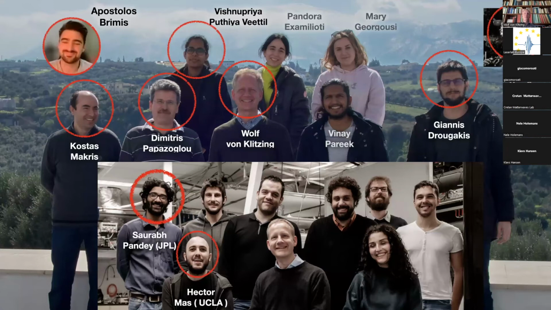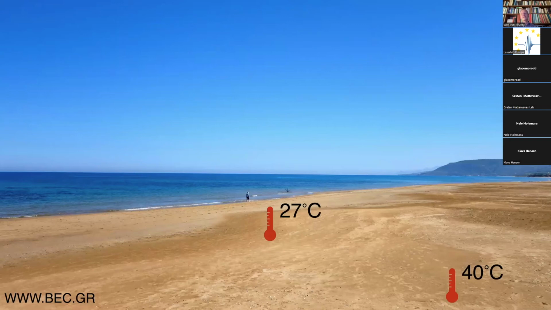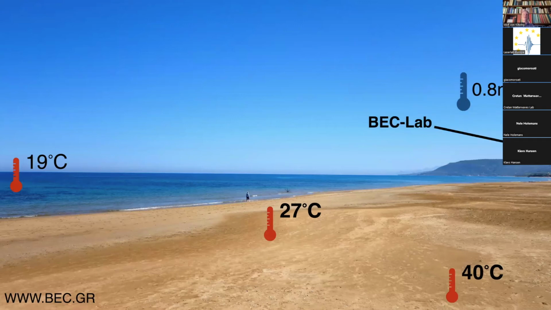Which brings us to the where. Well, where's nice? Where's Crete at 40 degrees? Well, 27 on the beach, 19 degrees in the sea, and minus 273.1499992 degrees in the lab, 8 nanokelvin. So it's a nice place to be, just as part of the advertisement. And I'm going to tell you a little bit more about the 8 nanokelvin in a moment.